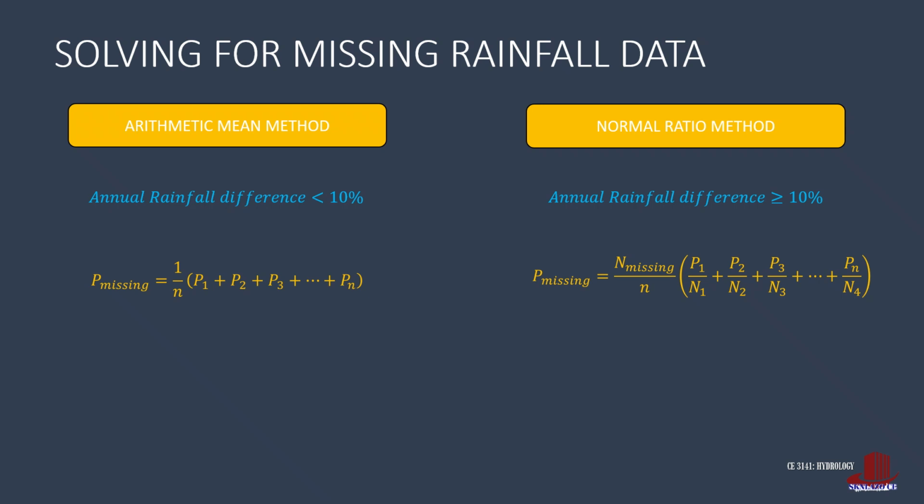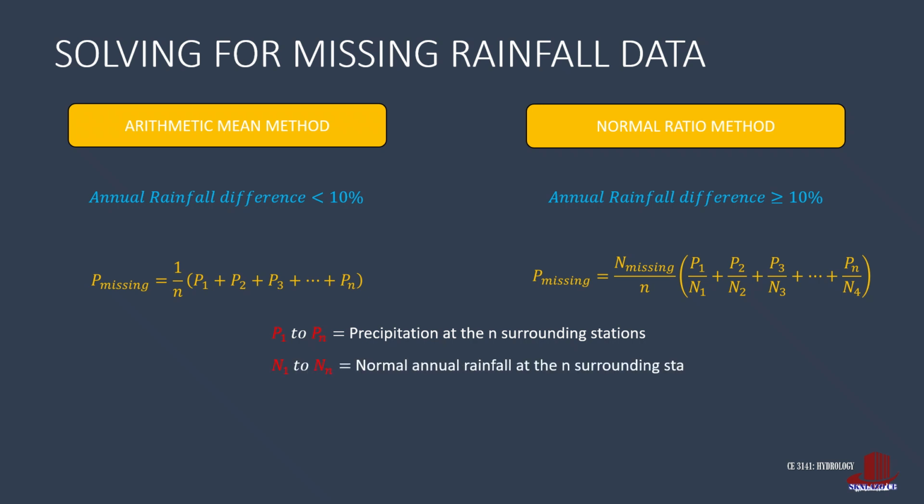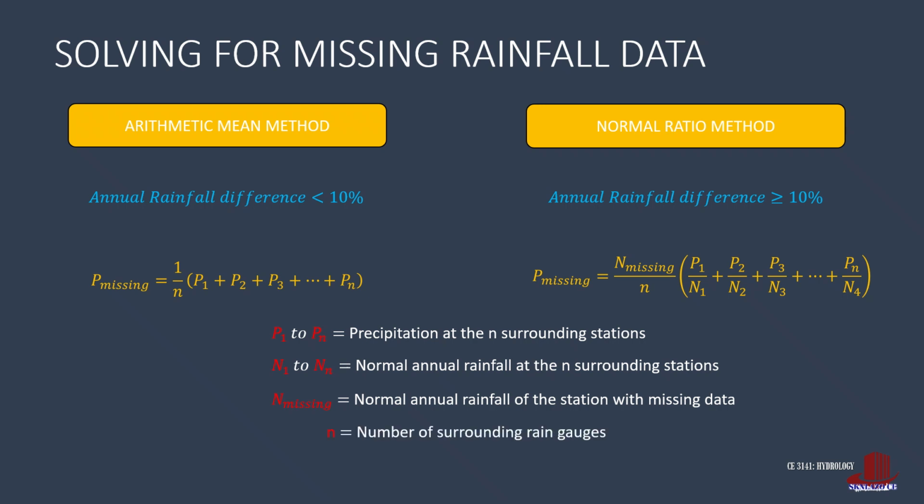To clear things out, P1 until Pn are the precipitation data of the surrounding stations. N1 until Nn are the annual rainfall of adjacent rain stations. N missing is the annual rainfall data for the station with missing information, and small n is the number of surrounding rain stations.